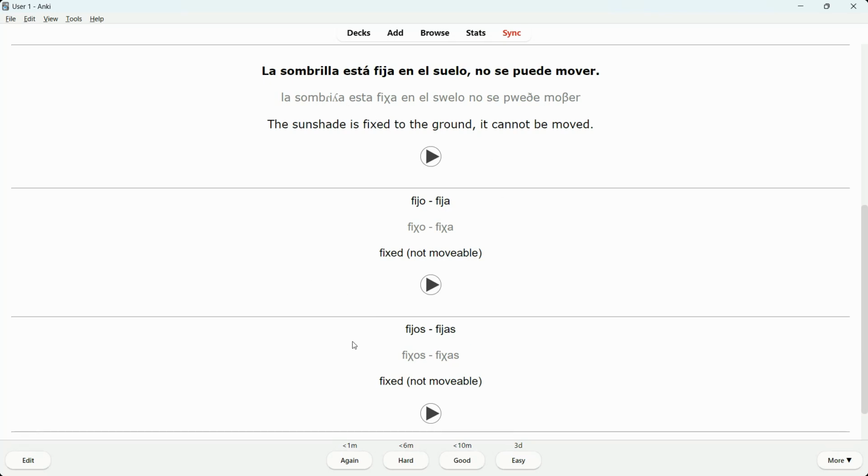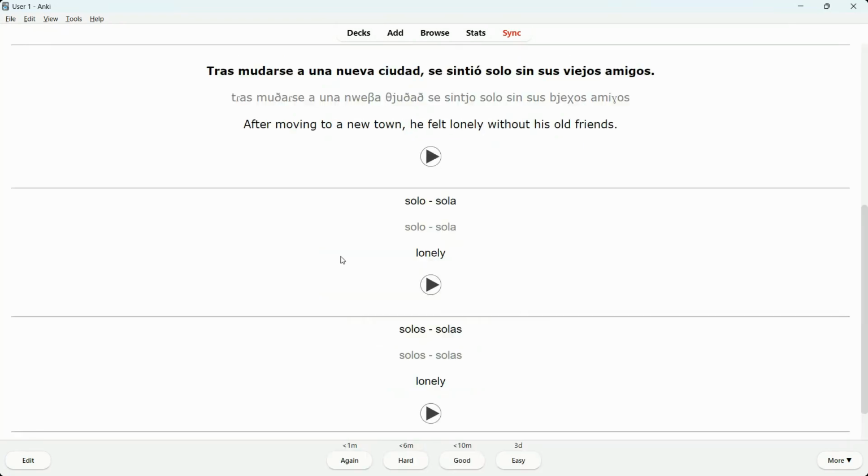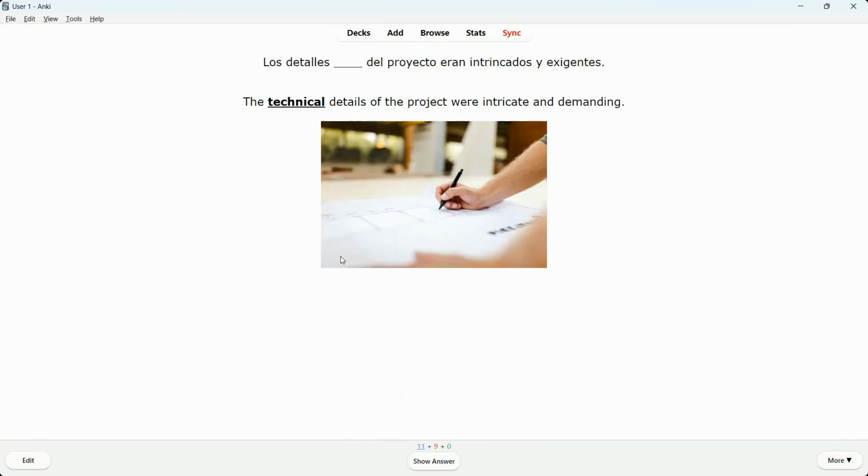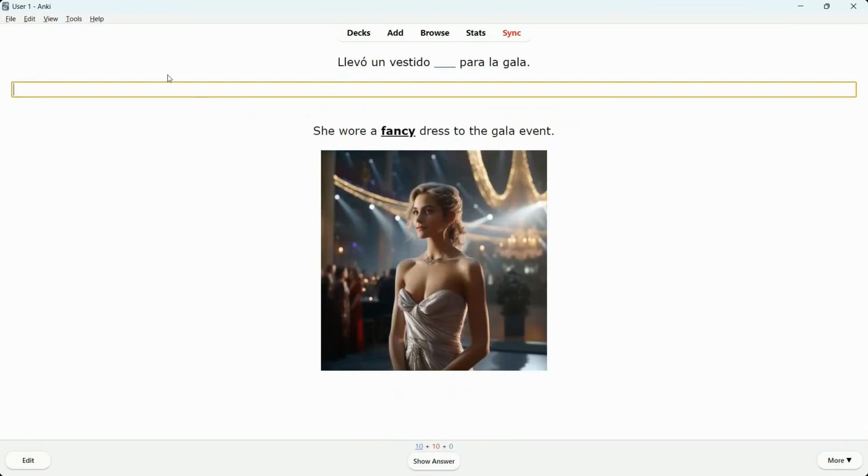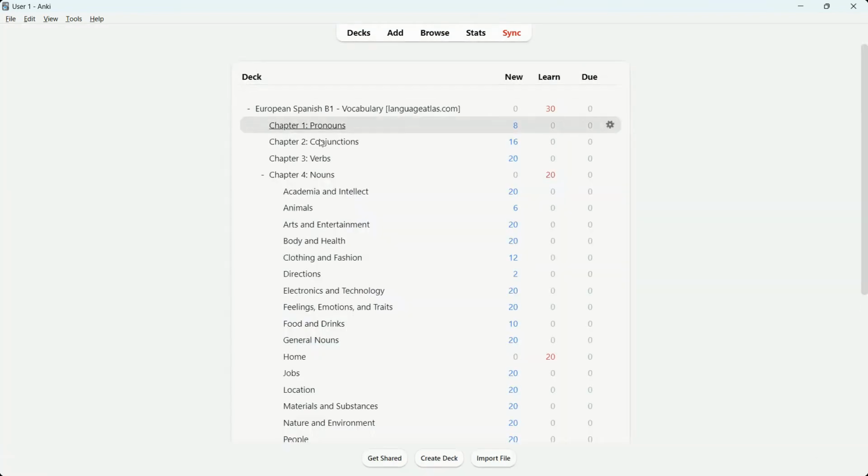Sentence, singular area, plural area. Now we have the singular masculine, singular feminine, and we have the plural masculine, plural feminine. So if I were to continue long enough, we would end up with the typing exercises. So you see it right over here, we'd have to type in the correct answer. However, we've already done this, so I will skip it for now.